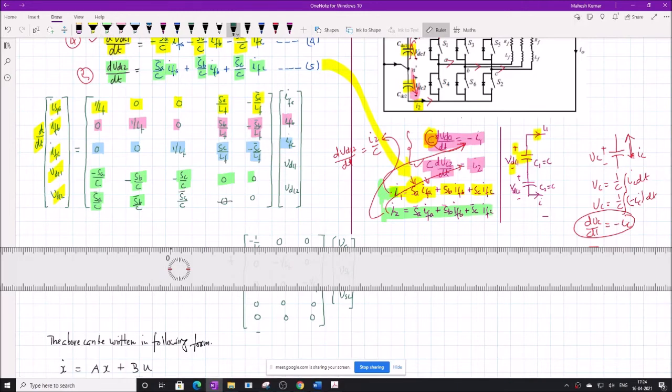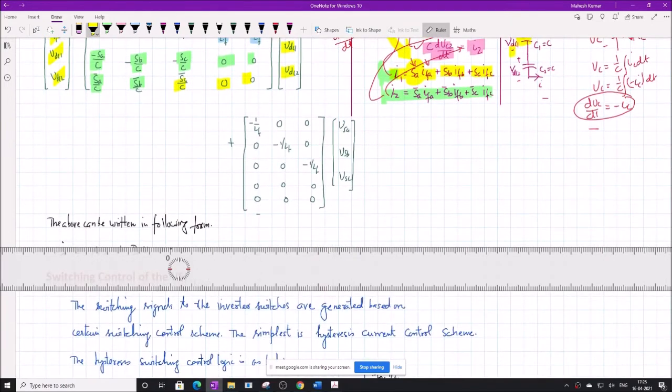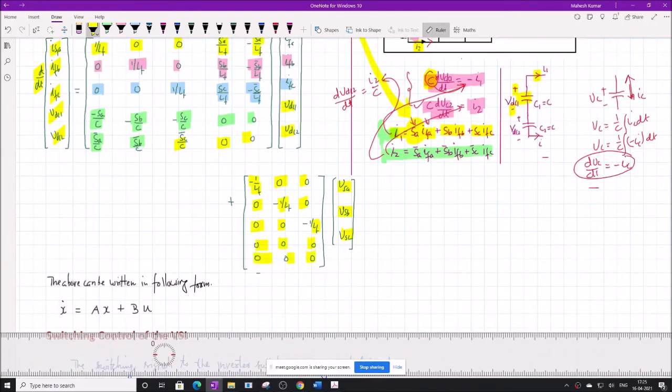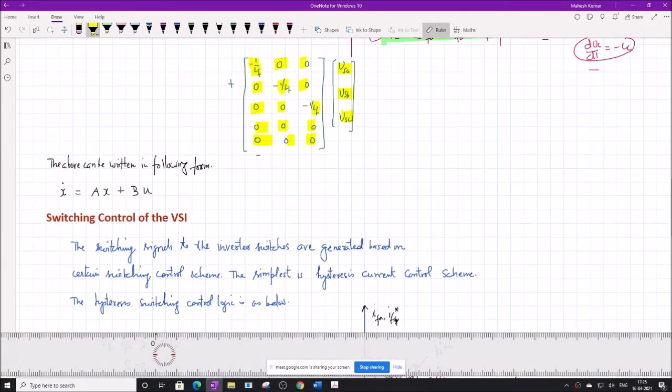Okay, so these are the equations for the state space model. Plus there is a remaining part, BSA, BSB, BSC, and they have only a term like 1 by LF. So minus 1 by LF, 0, 0, 0, minus 1 by LF, 0, 0, minus 1 by LF, 0, 0, 0, 0, 0, 0. Correct? Therefore, this equation is of the form X dot is equal to AX plus BU.